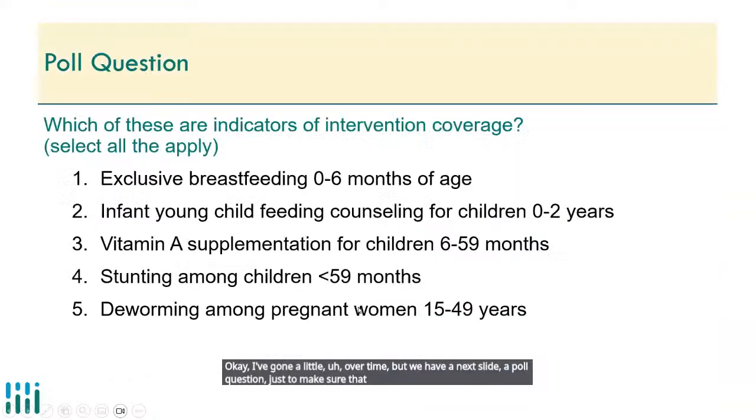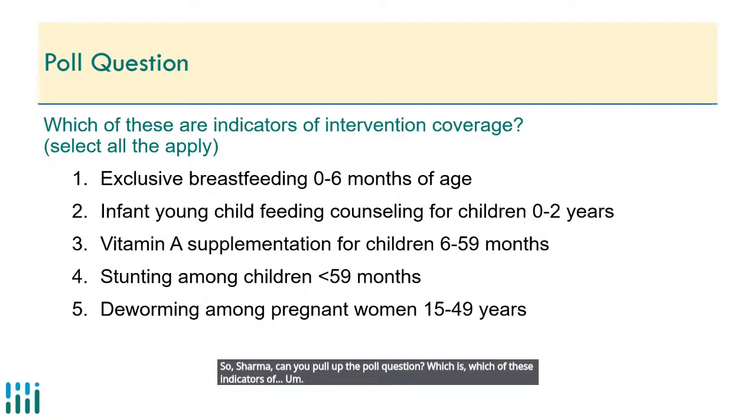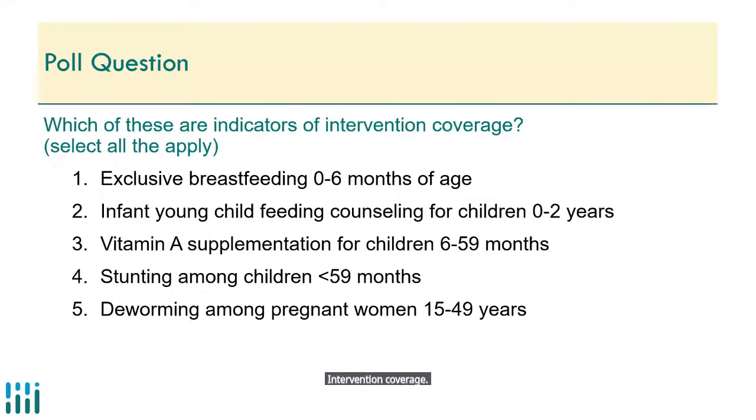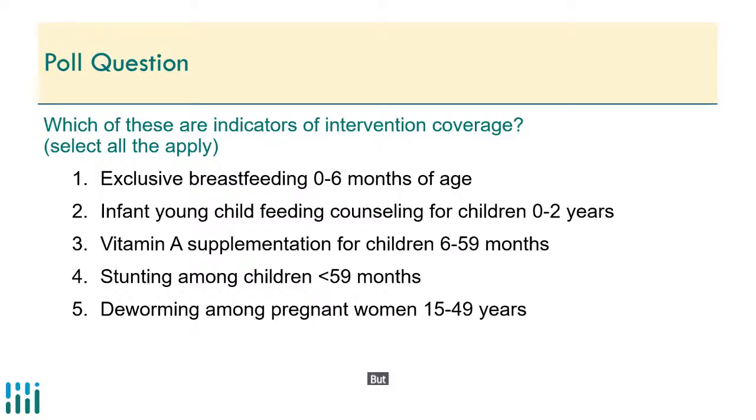Okay, I've gone a little over time, but we have a next slide, a poll question, just to make sure that you're all still following along and to exercise your fingers a bit. So Sharma, can you pull up the poll question: which of these indicators are indicators of nutrition intervention coverage? There should be a pop-up screen that appears. This is multiple choice, so you can select as many as apply. Out of these 5 indicators, I'll give you 5 seconds to indicate which might be an intervention coverage indicator.